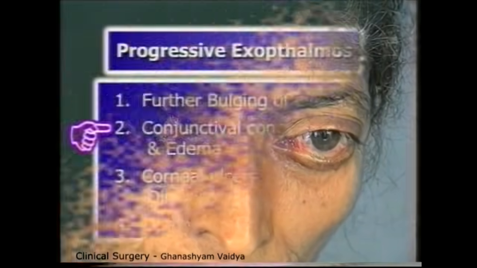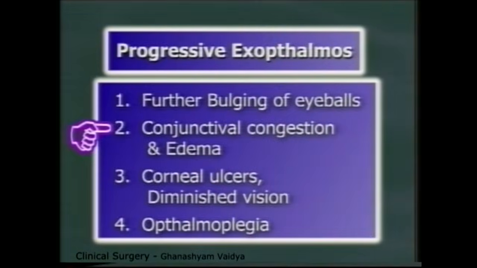With progressive exophthalmos, there is further bulging of the eyeballs with conjunctival congestion and edema. In a later stage, there are corneal ulcers, diminished vision and ophthalmoplegia or restriction of the eyeball movements.